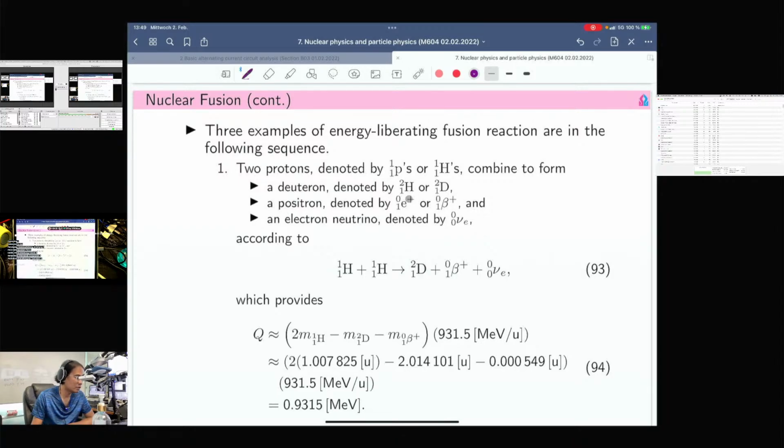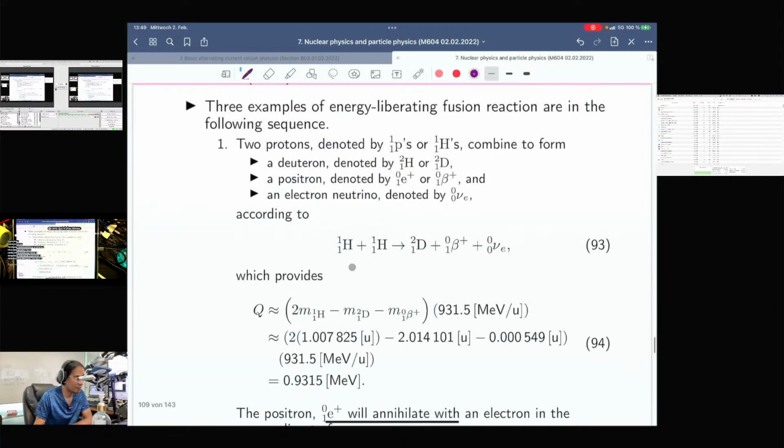A positron, which is denoted by e, 0, 1, and beta, 0, 1. That's a positron. Okay, electron neutrino denoted by ν, 0, 0 with subscript e. And of course, we have hydrogen 1,1, which is the proton, right? Hydrogen 1,1 and hydrogen 1,1, which is another proton.